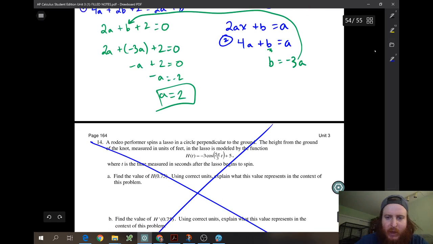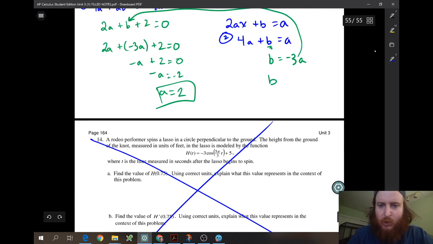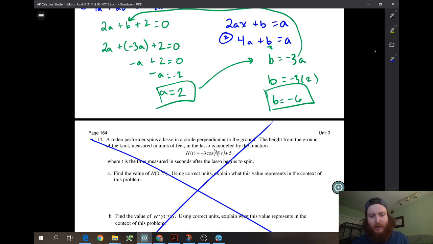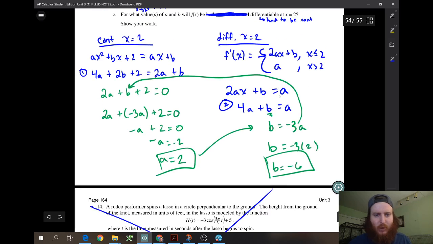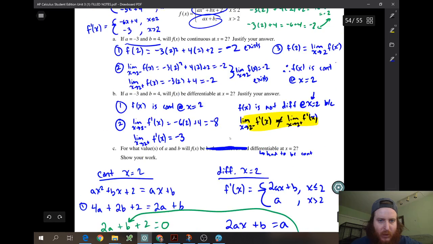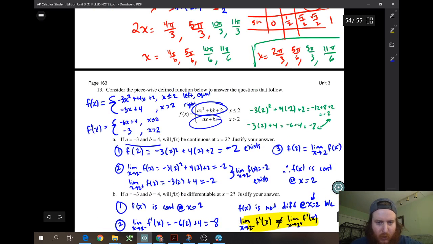Now that we have that, now we can plug in over here, right? b equals -3 times 2, and we get b equals -6. So there's our answer. If you have extra time, you can always go back and plug these in. You'll plug 2 and -6 back into the original equations and make sure that you get the same answers.